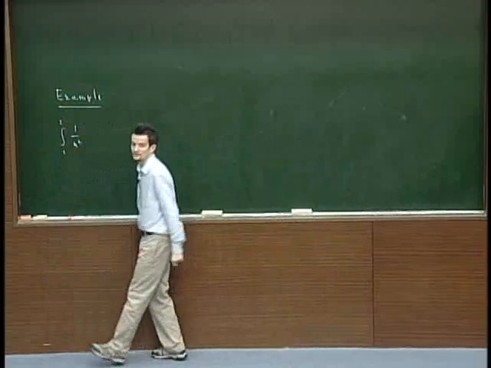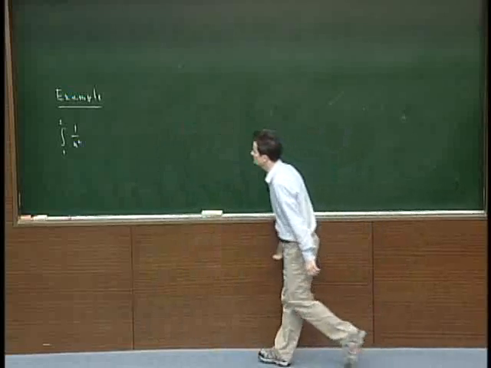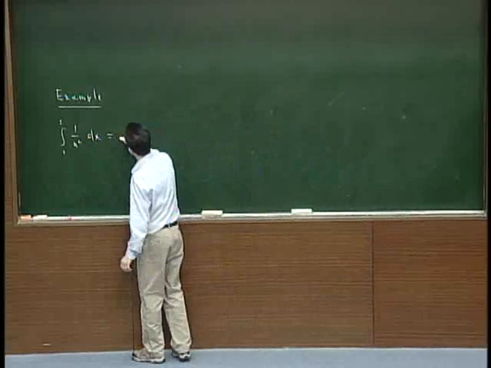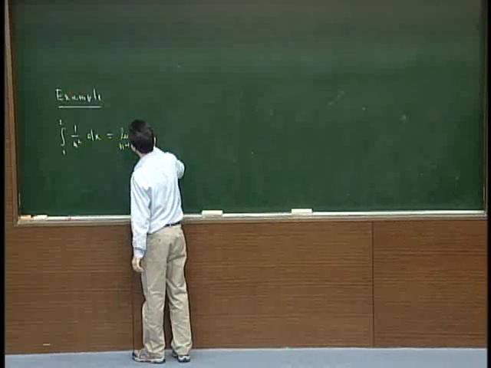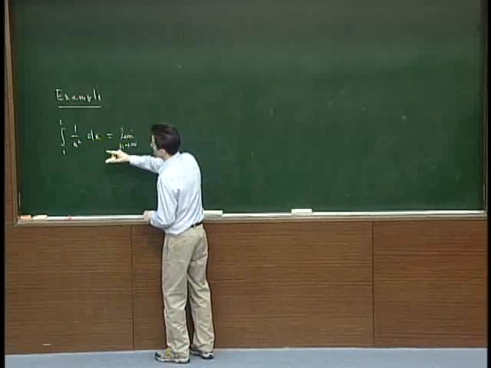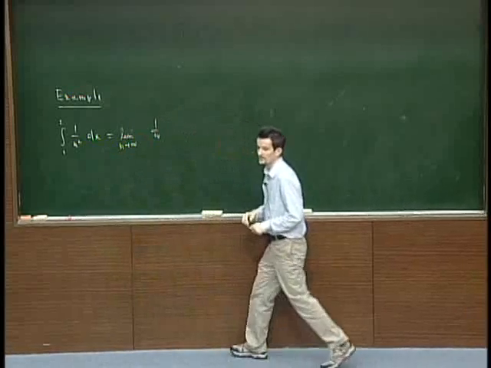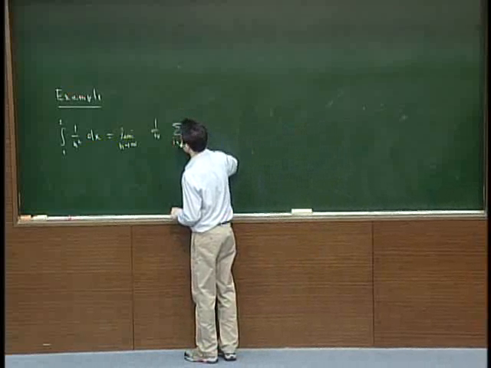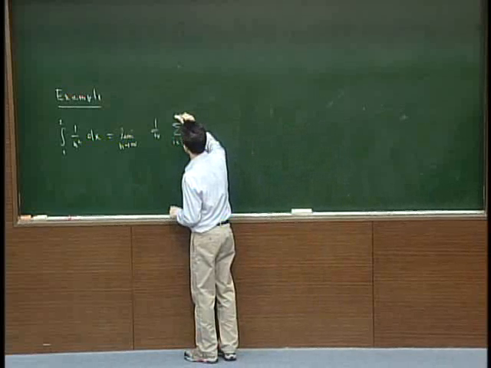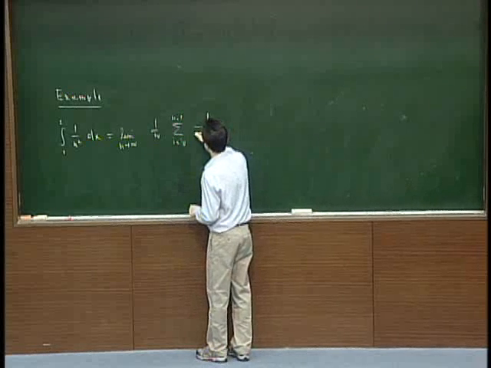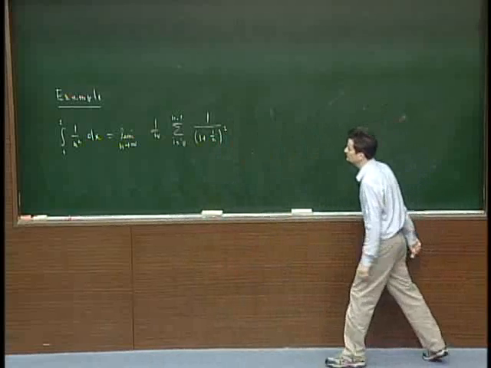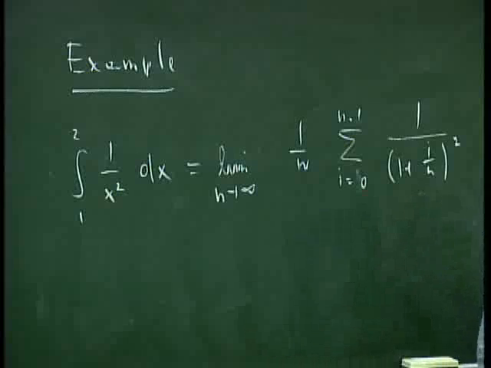So, for instance, if you have this one, you want to compute this integral. Now, you can write this as the limit n tends to infinity. Again, we divide the interval into subintervals of length 1 over n, and we have the sum. If we choose left endpoints, then what we get is 1 over (1 plus i over n) squared. Okay, so actually this looks quite horrible. It's not so easy.